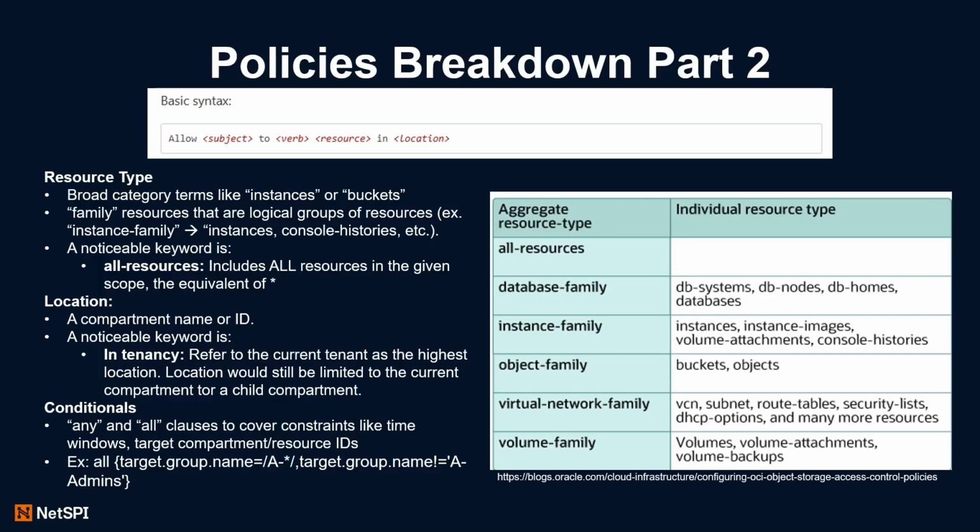Now, that doesn't mean that if you see something like in tenancy on a child compartment, you suddenly have permissions at the tenant level. It just basically means everything in the tenancy from your compartment scope down. So it's just kind of like a shortcut.